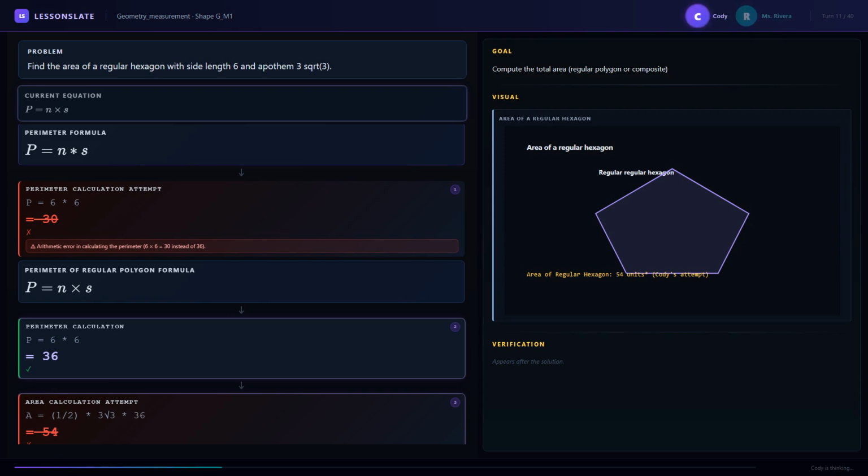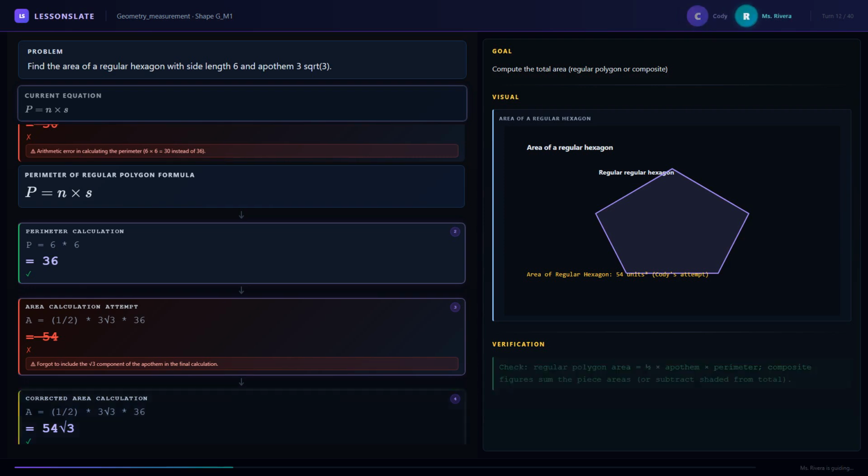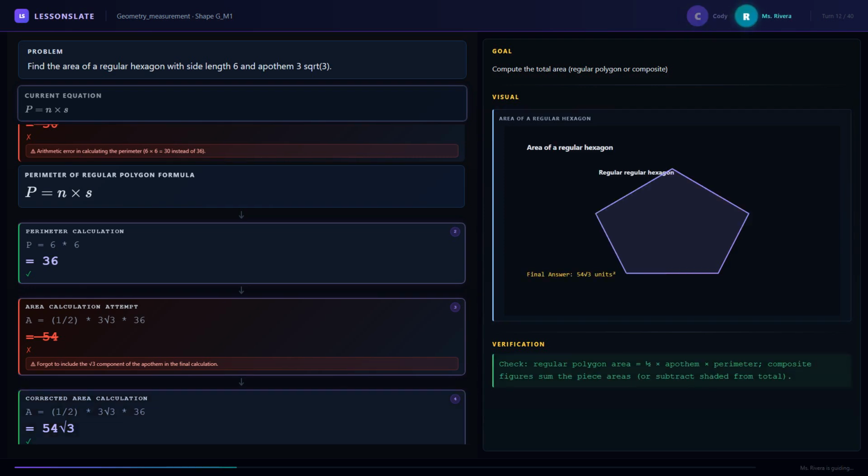Oh, right. I totally forgot about the square root of 3 part of the apothem. So it wouldn't just be 54, it would be 54 times the square root of 3. The area is 54 square root of 3. Is that it then? Yes, that's it. You've correctly included the square root of 3. The area is indeed 54 square root of 3 square units. Congratulations, you've solved the problem.